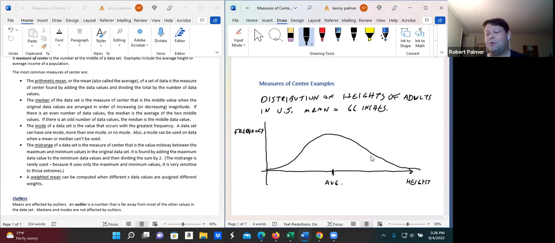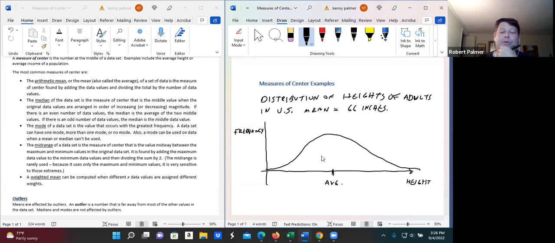Then you keep on going further out in this direction for taller and taller people. We have a smaller number of people who are taller and taller, until over here you get the really tallest, just a tiny number of really, really tall people. And over here, the same idea. As we go further in this direction, we have fewer people who are shorter, until over here you get the really shortest people.